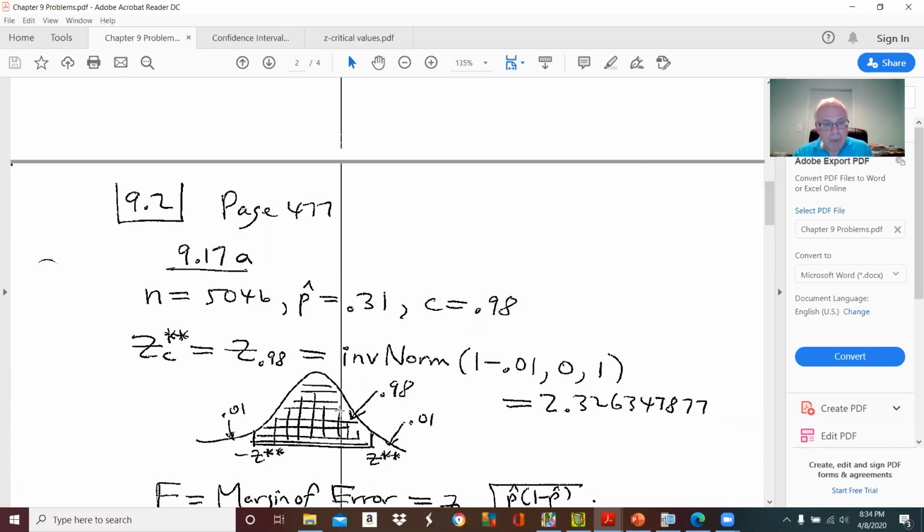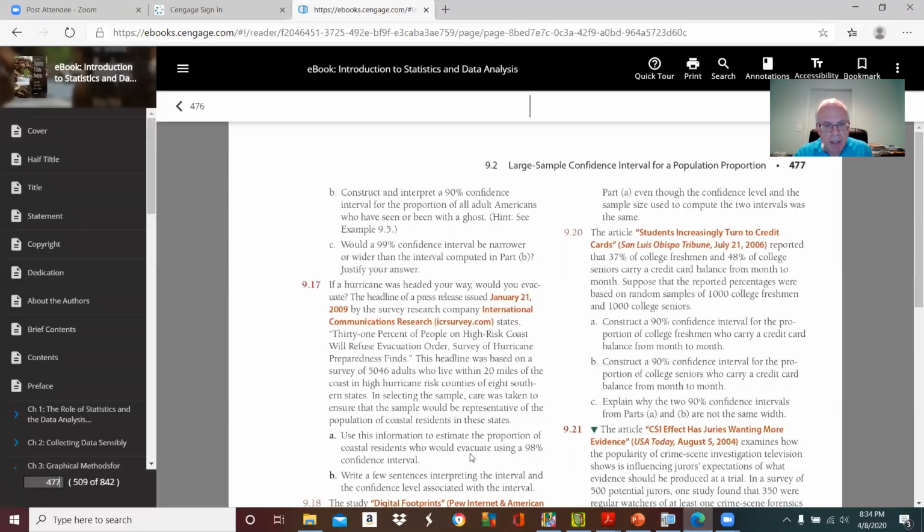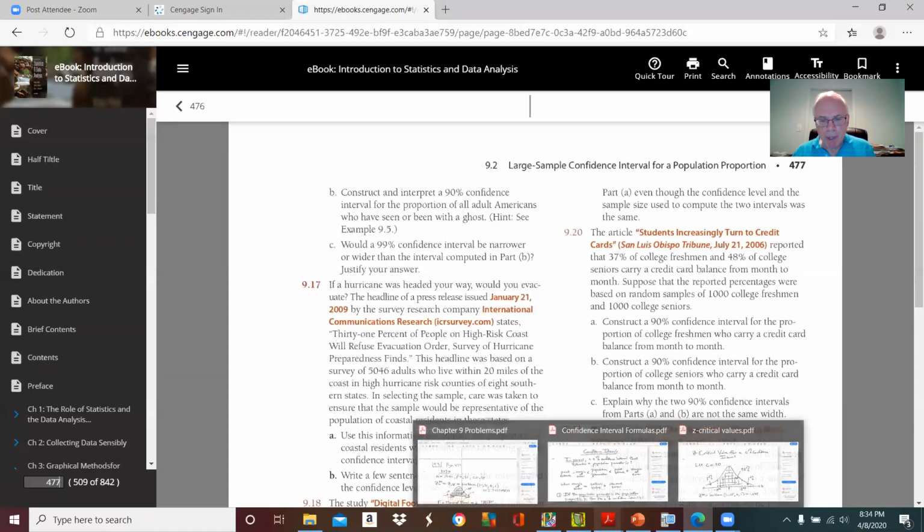Now, this is for a 98%. And actually, let's go back to the problem because I didn't say it. Let's look at A. Use this information to estimate the proportion of coastal residents who would evacuate using a 98% confidence interval. So this is an interval that we have not used before. So let's see how we do this problem.